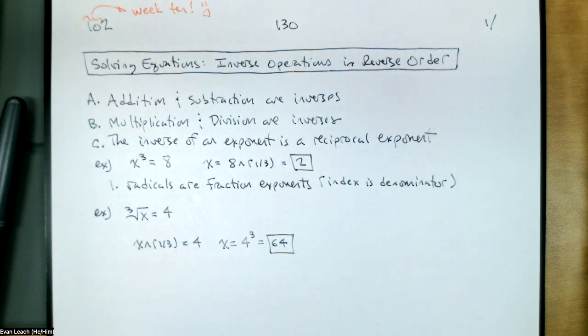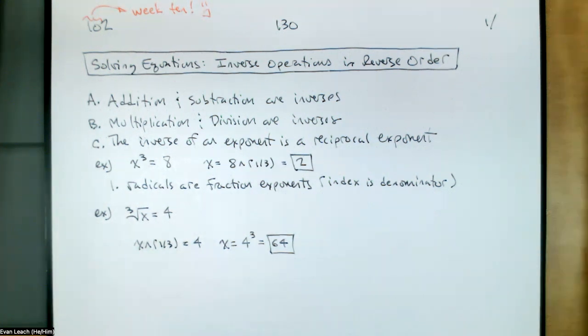Radicals are fraction exponents. The index is the denominator. Any questions?